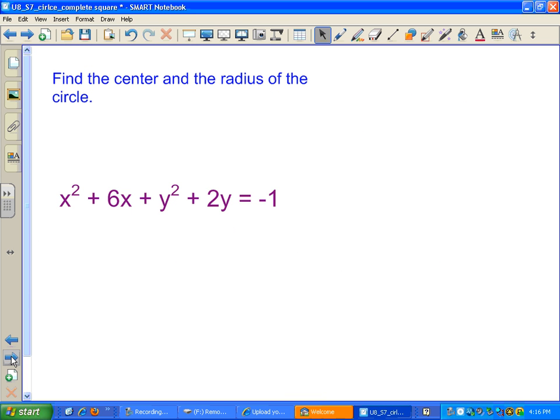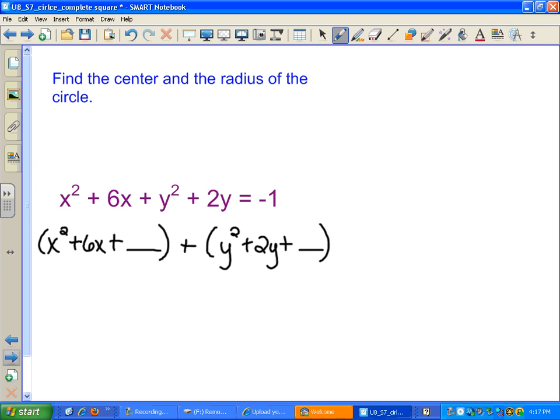I want you guys to try this one. So pause it. When you're done, come back and we'll see how you did. All right, so let's go ahead and complete this square. I'm going to group my x's. So I have x squared plus 6x plus blank, plus now my y's. y squared plus 2y plus blank equals that negative 1. And then since I added 2 blanks on the left, I have to add 2 blanks on the right.